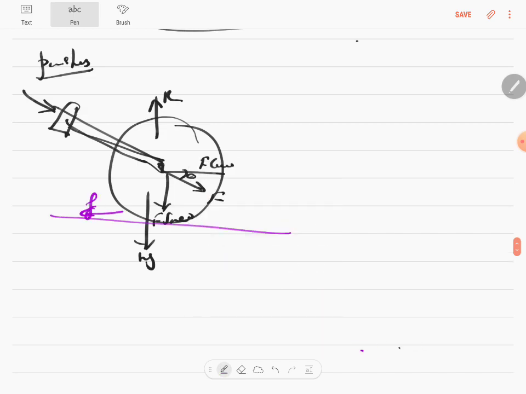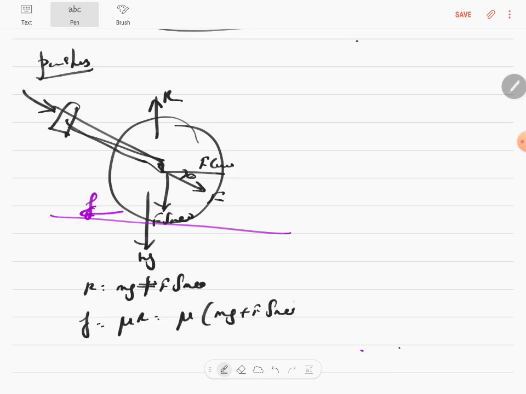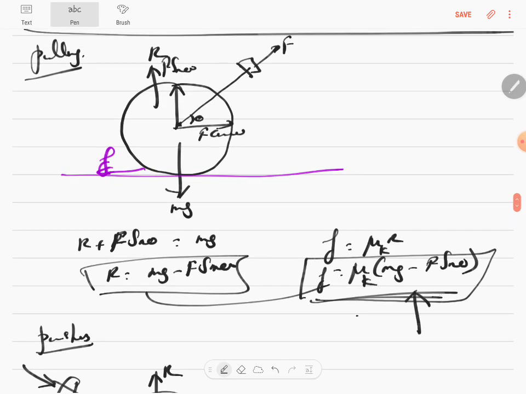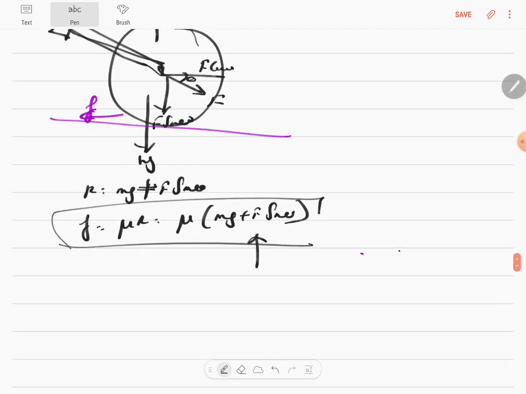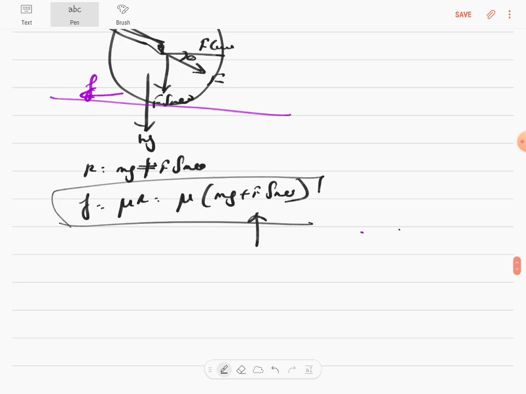Now let's resolve the vectors. R, the up vector, is equal to the down vector, mg plus F sin theta. The normal reaction is increasing, and you know frictional force is equal to mu into normal reaction. So mu into (mg plus F sin theta) shows that the frictional force is greater when compared to pulling. Pulling had the negative sign, pushing has the positive sign. Here it's getting added. The frictional force is greater, and that concludes that pulling is easier than pushing.